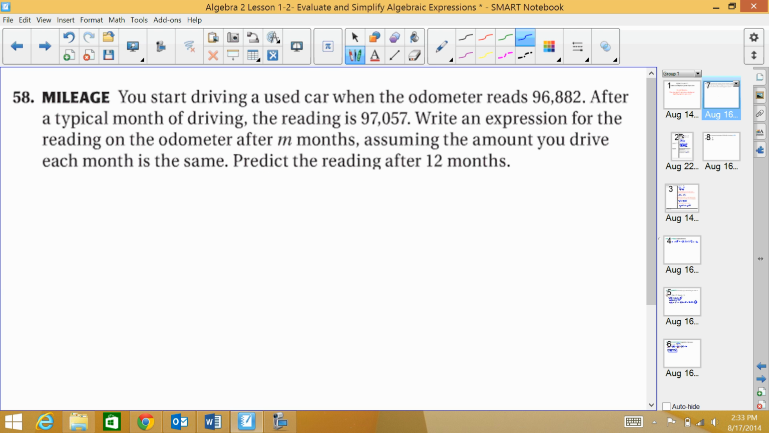All right, you started driving a used car when the odometer reads 96,882 miles. After a typical month of driving, the reading is 97,057. Write an expression for the reading on the odometer after m months, assuming the amount you drive each month is the same. Predict the reading after 12 months.